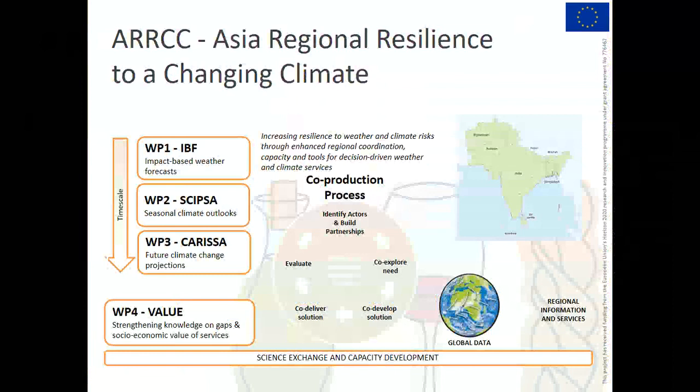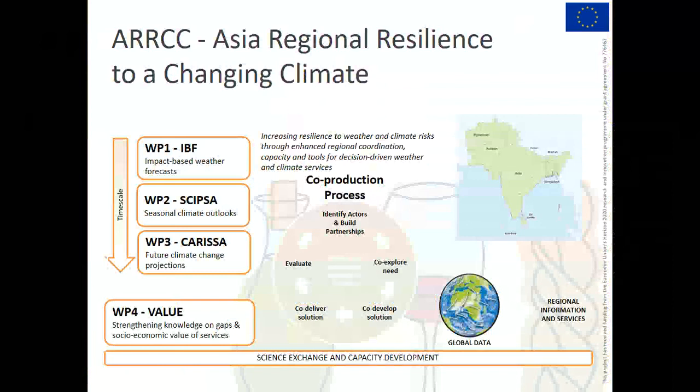Yes. So just a bit more background to ARRCC, so you can understand where I'm coming from and the kind of things that inform my thinking here. As I said, ARRCC is the Asia Regional Resilience to a Changing Climate, a 4-year Met Office funded programme. In the middle of this slide is the aim of ARRCC, which is to increase resilience to weather and climate risks through enhanced regional coordination, capacity and tools for decision-driven weather and climate services. We focus on South Asia. There's a map in the top right corner of the screen. We primarily work in Afghanistan, Bangladesh, Pakistan and Nepal.